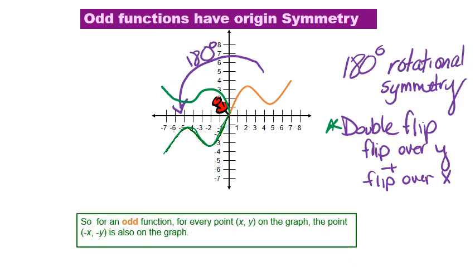Point-wise, numerical or coordinate-wise, what that means is if I'm at (5, 1), I'm at (-5, -1). So you'll notice the values went from positive to both negative. So that's how we can decide using coordinates if it's an odd function, because it has that origin symmetry.